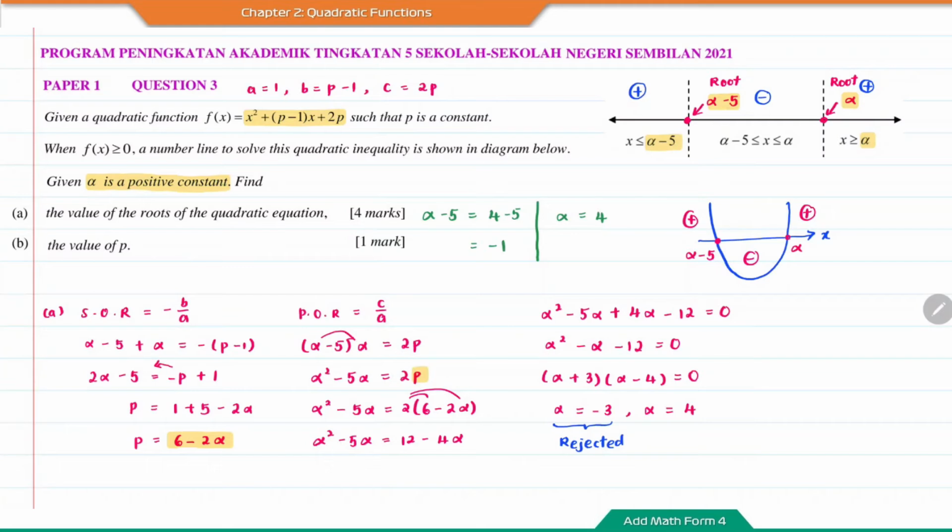So now, for question B, we want to find the value of P. So we know that P is equal to 6 minus 2 alpha. Now we already confirmed that alpha is equal to 4. So I'm going to substitute the alpha here with the number 4. 6 minus 8, therefore P is equal to negative 2.